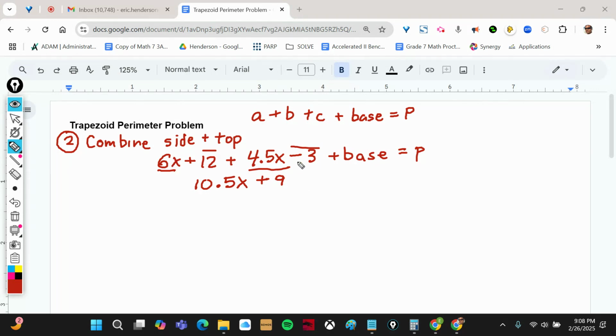So we combine all of these terms plus the base equals the perimeter, which was 18x plus 14. So assume this is an equation. We're going to put parentheses. So if this was an x and we wanted to get it to the other side, we would subtract this.